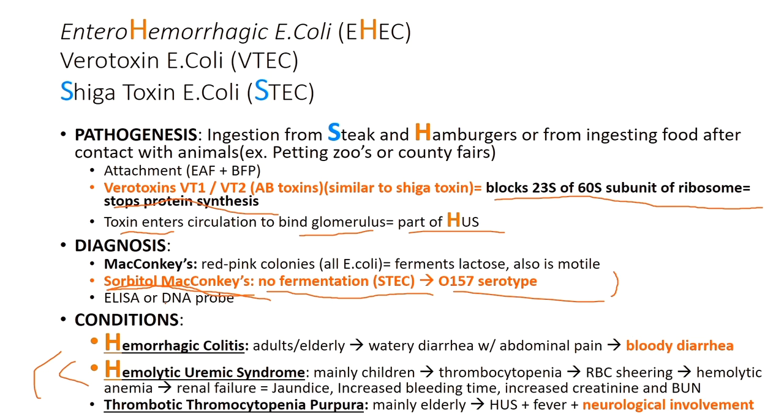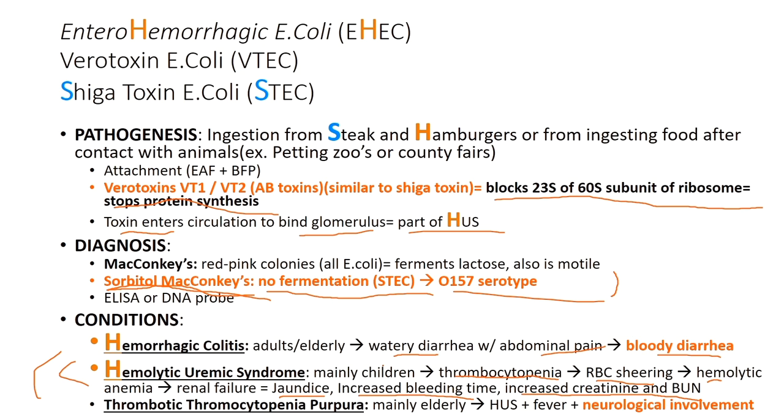ELISA, DNA probe, whatever. Hemorrhagic colitis, so that is the bloody diarrhea that you get. That's adults, elderly, even children. And that's going to have watery diarrhea with abdominal pain that then progresses to bloody diarrhea. Following that, you can have complication involvement of the kidneys. It's hemolytic uremic syndrome, and in your blood, it causes thrombocytopenia, which then causes the RBCs to pass through all these clots that we formed, and then they shear, and that leads to schistocytes, and that can lead to hemolytic anemia. And then, obviously, as we talked about, damage to your kidneys. So what are you going to see? You're going to see jaundice. You're going to see increased bleeding time because we have thrombocytopenia, and increased creatinine and BUN. Why? Because we're damaging the kidneys, causing renal failure. And so this is very common that you're going to find in children after they have EHEC infections. Okay, it usually occurs within a few days of presentation of bloody diarrhea.